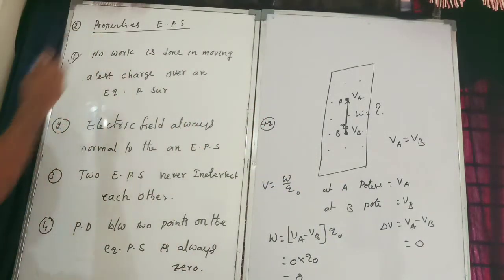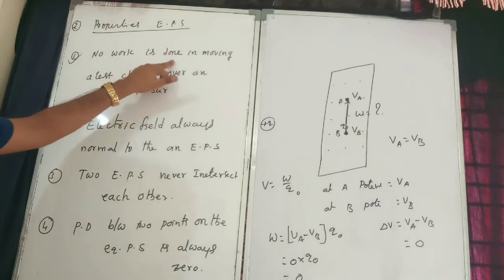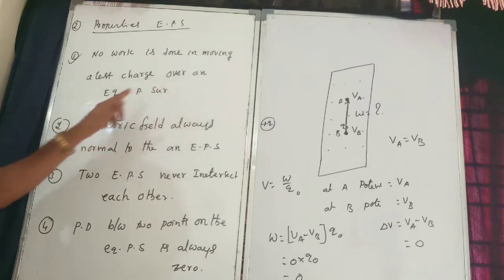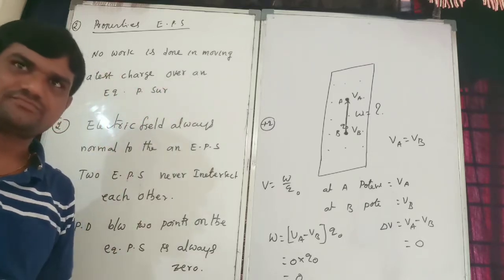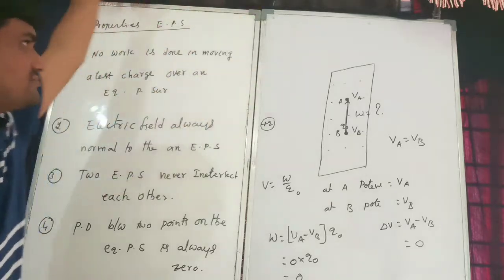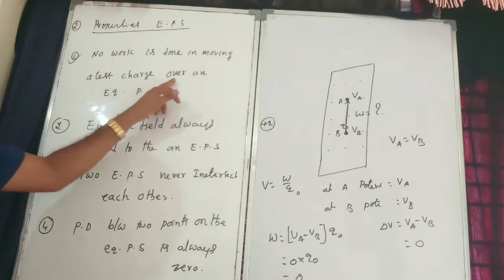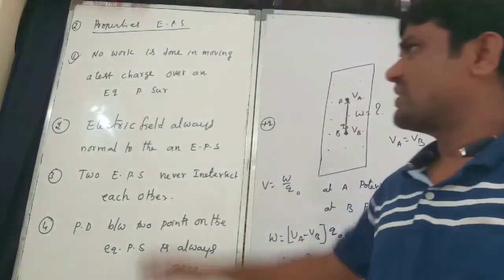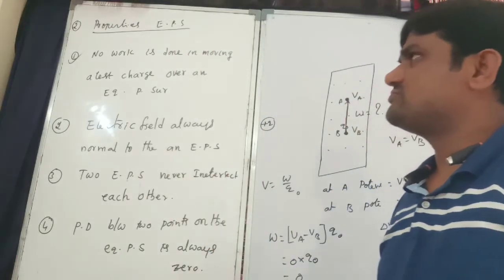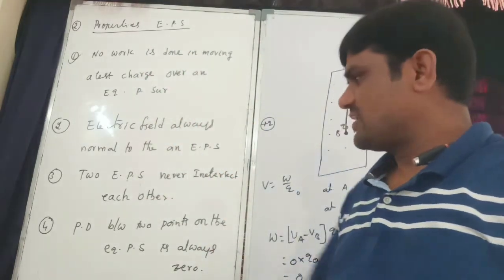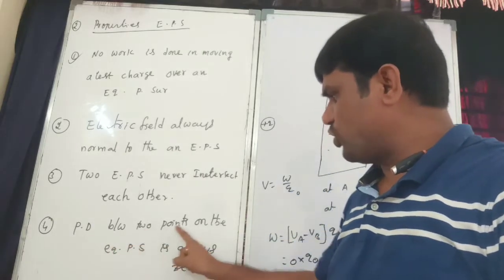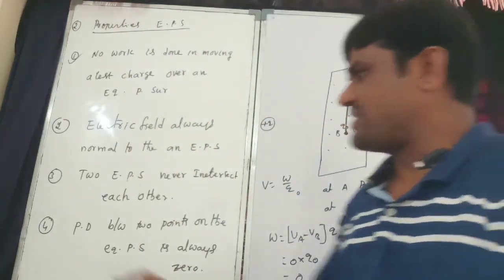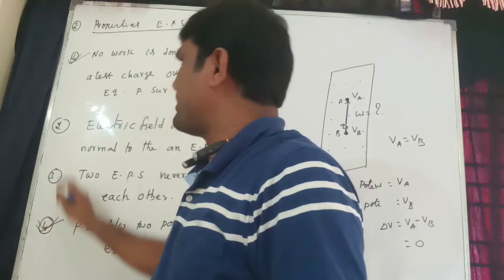That's this point. No work is done in moving a test charge over an equipotential surface. Are you clear on the two points? There is no need to work. Work is zero. No work means zero work. The potential difference between two points on an equipotential surface is always zero. The two points are finished. Alright, very important points.